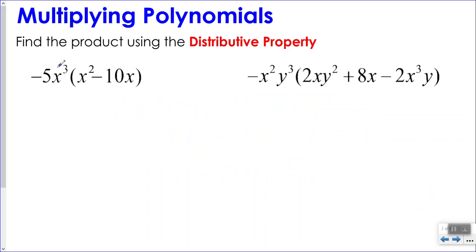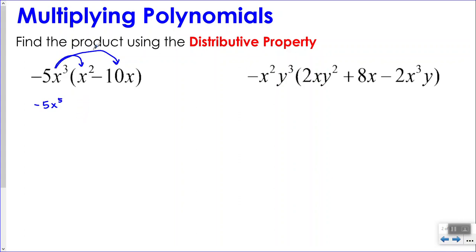So first I have one term here, negative 5x cubed, and I need to distribute this to each term inside the parentheses, just like we would if it was just a number outside. So first we have negative 5x cubed times x squared. My coefficient is going to be negative 5, and then x cubed times x squared, we add the exponents, we get x to the 5th.